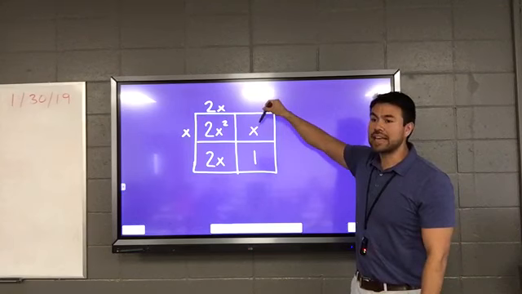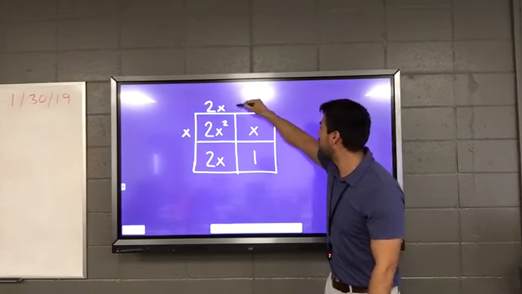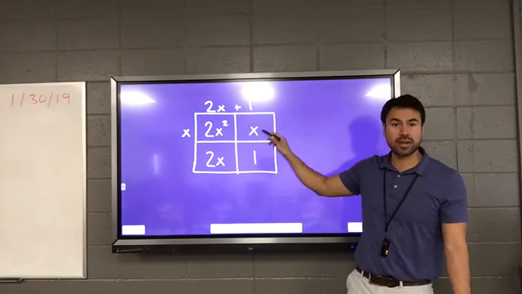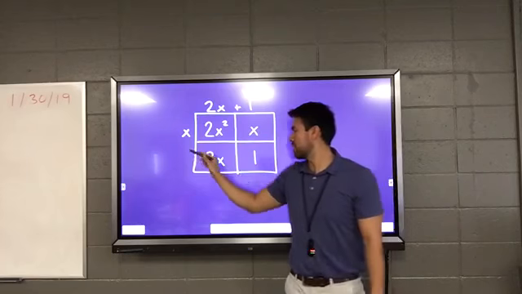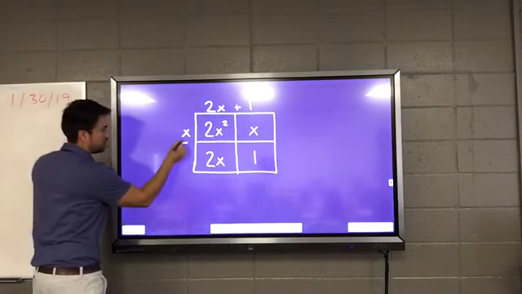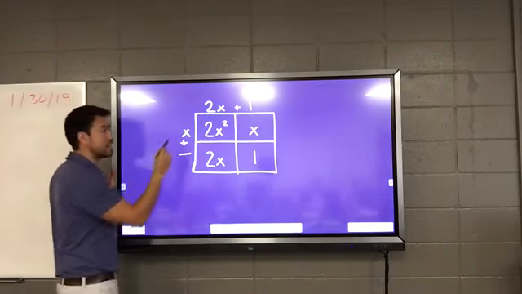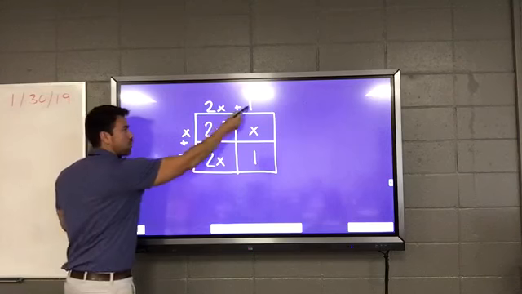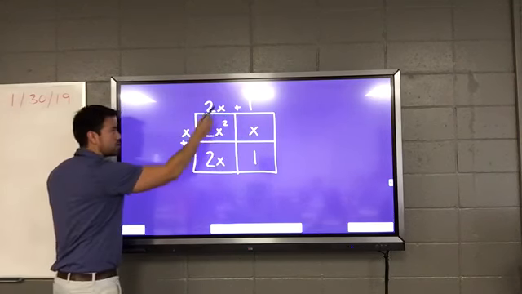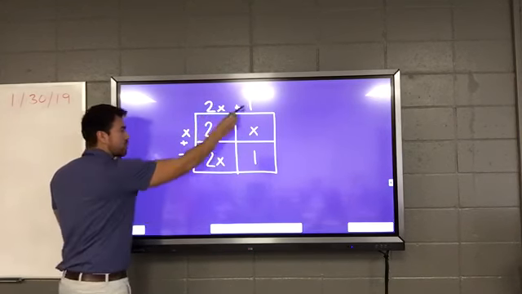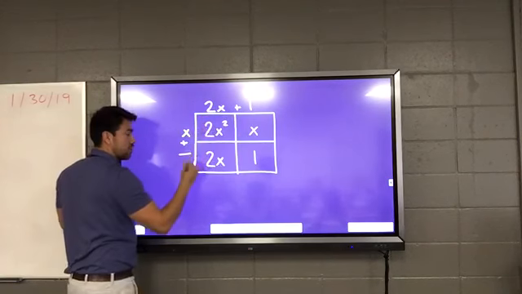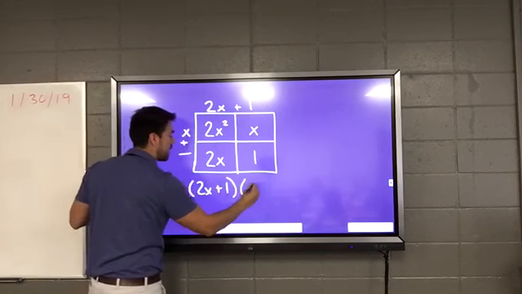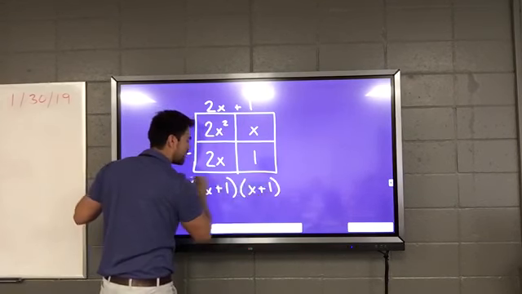Okay, how did they get x right here? They had to do 1 times x would give me x, right? Yep. What number goes here? 1. Yeah, and I think I wrote like this, plus 1. Okay, ready? Does this work? What's 2x times x? 2x squared. What's 1 times x? What's 2x times 1? What's 1 times 1? 1. So you know what your answer to this one would be? 2x plus 1 times x plus 1. Oh, that's nice.